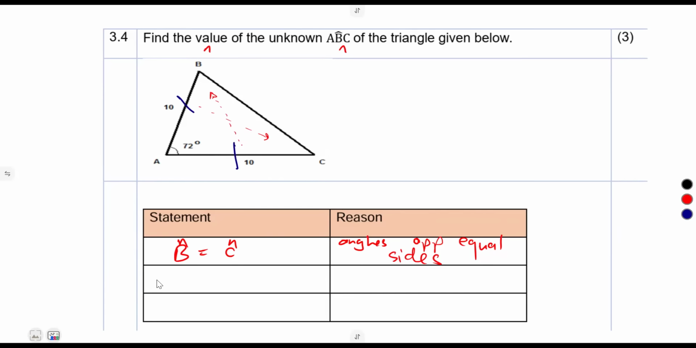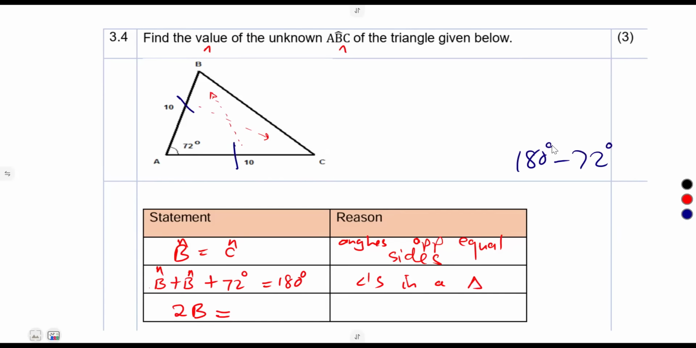So it follows that angle B plus angle B plus 72 degrees is equal to 180 degrees. That is angles in a what? In a triangle. Sum of angles in a triangle. So B plus B, that was going to be 2B equal to what? We take the 72 to the other side, that's minus there.